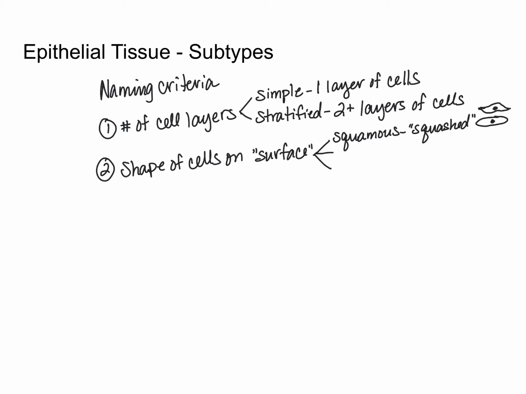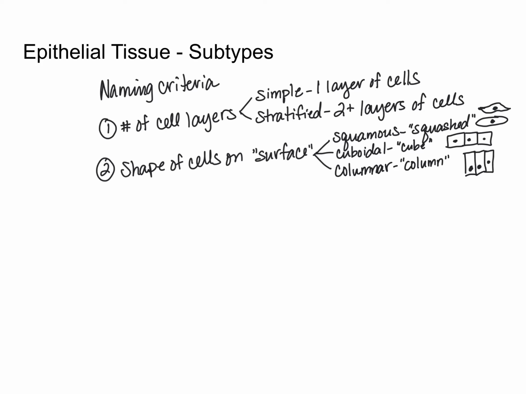Another option is cuboidal. And cuboidal should make you think of a cube. And so these are kind of square-shaped cells, once again with the nucleus in them. And then the third option are columnar cells, which should make you think of the word column. And these are kind of like a rectangular cell, once again with a nucleus inside.